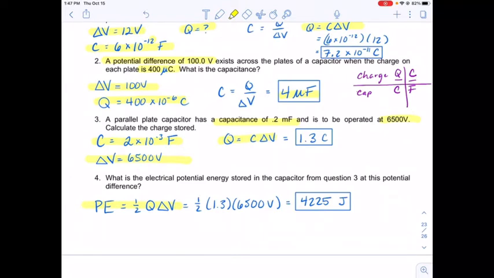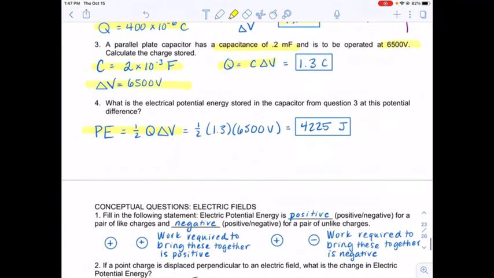So again, a capacitor is a way to store energy, a device that stores energy.